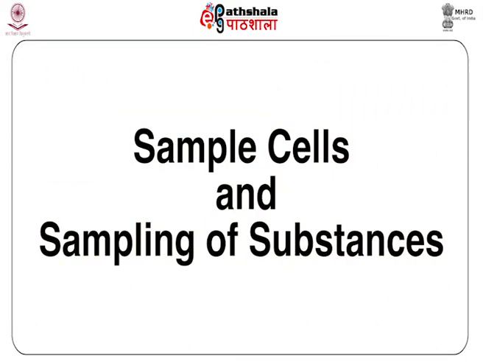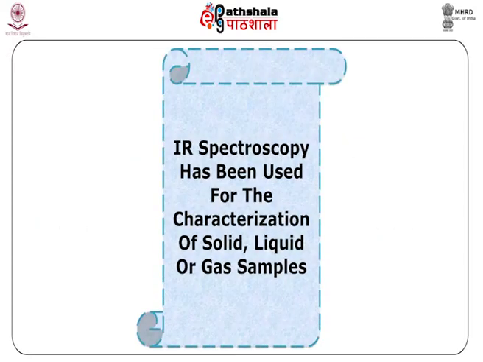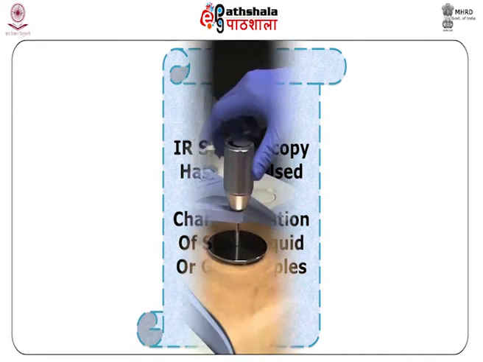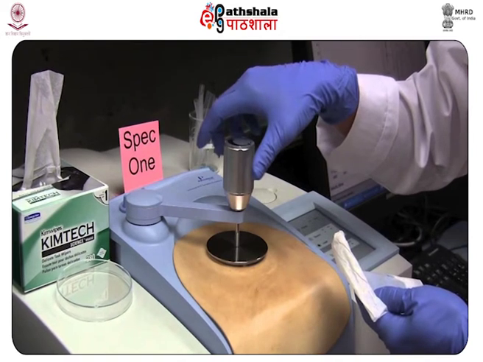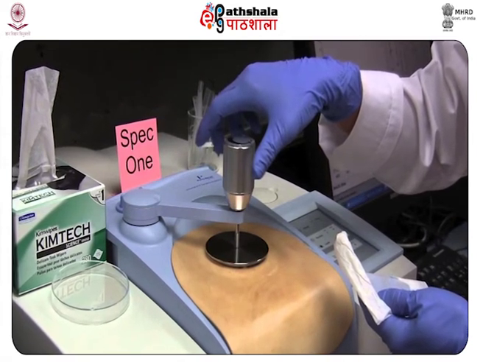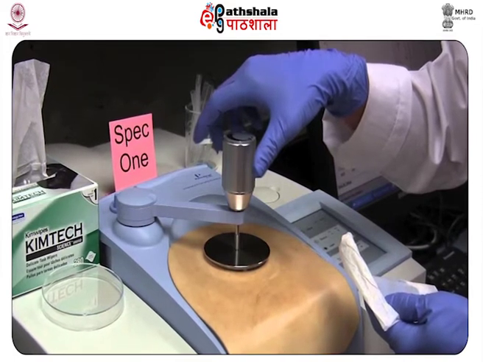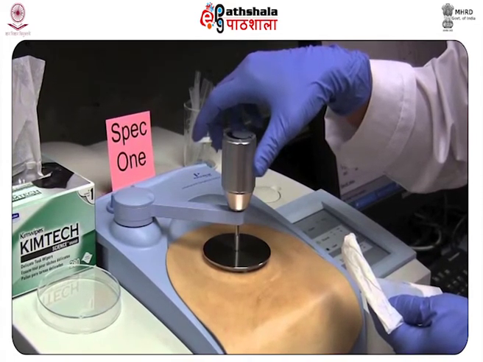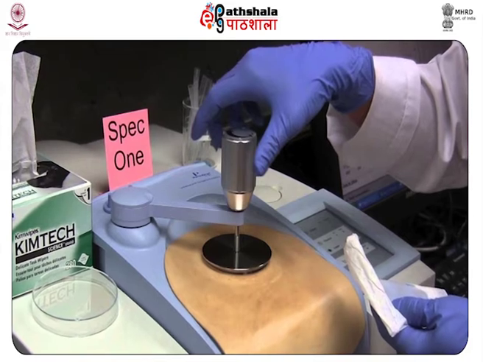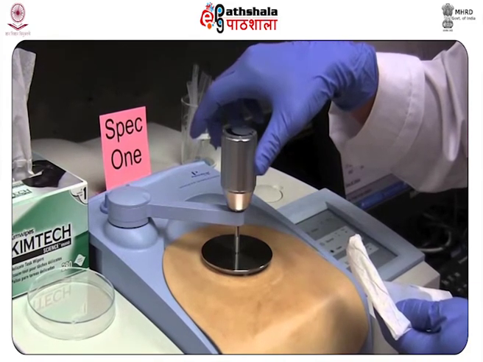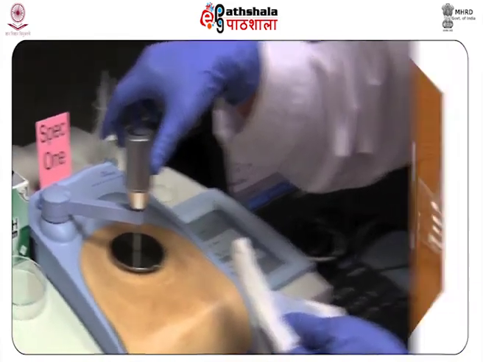Now we move on to sample cells and sampling of substances. IR spectroscopy has been used for the characterization of solid, liquid, or gas samples. First is solid. Various techniques are used for preparing solid samples, such as solid run in solution, solid films, mull technique, pressed pellet technique, etc.